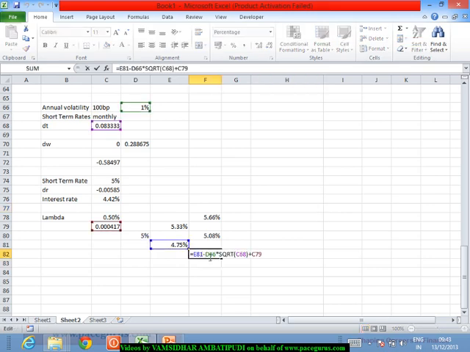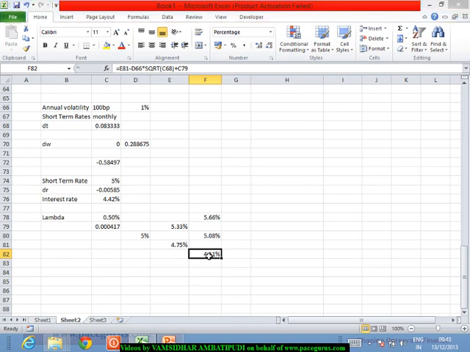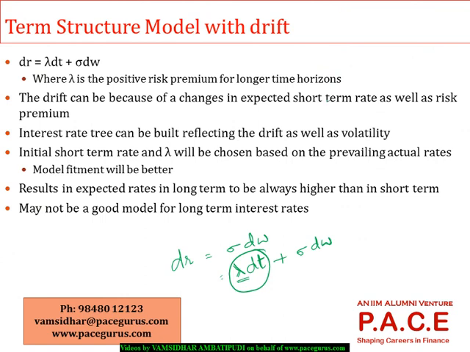Though this can still go down to zero after a certain number of periods, we are saying that there is a slight positive drift coming up, either because of expected changes in the short term rate, or maybe even because of the risk premium. As the time to maturity increases, obviously there is some amount of risk, liquidity risk, built into it, which means it should get reflected as a part of the return or the interest rate that is getting modeled.